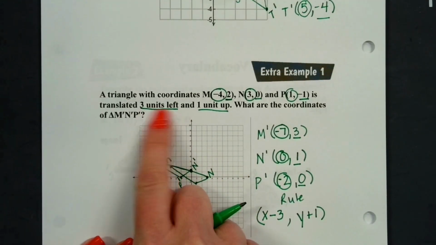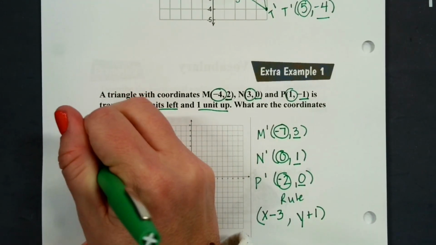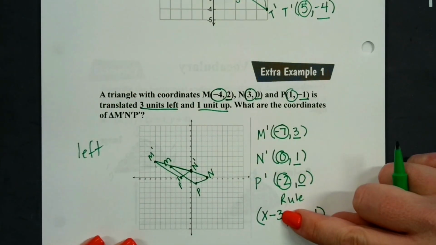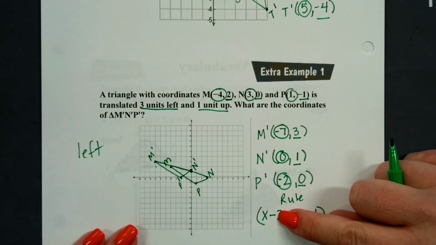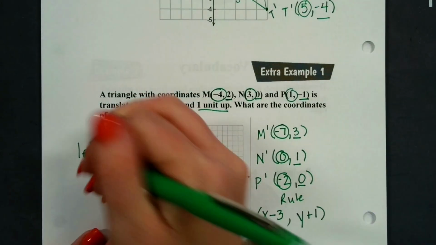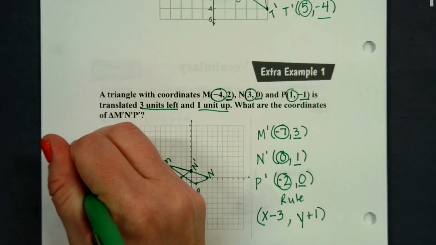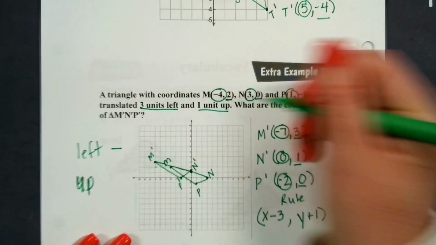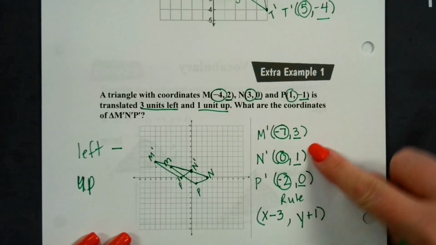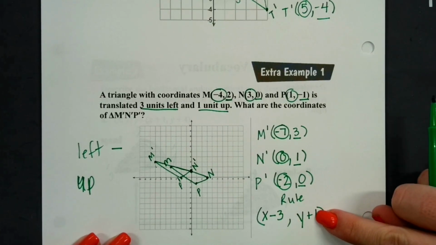So notice here, this was left. When we moved left, what happened? Did I add or subtract? Subtract. And here I went up. When I went up, did I add or subtract? Add.